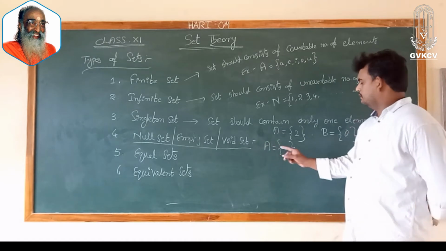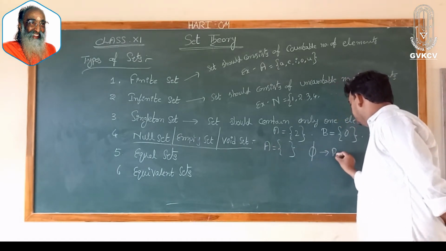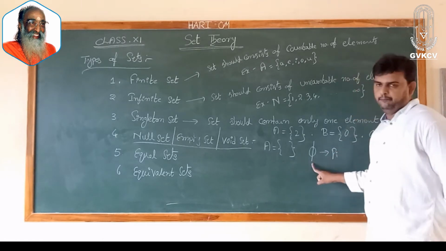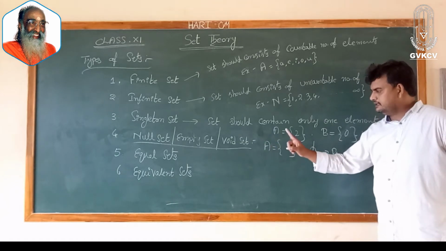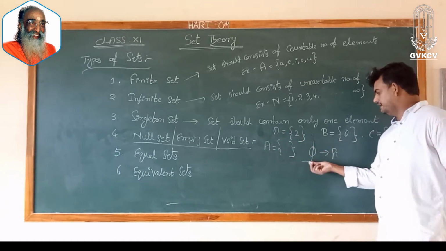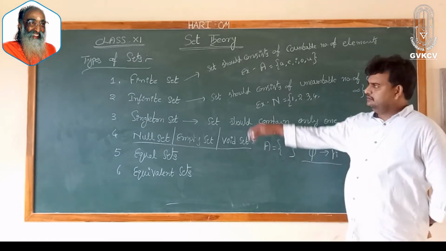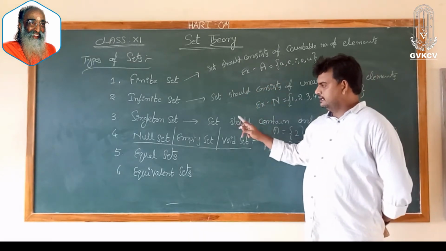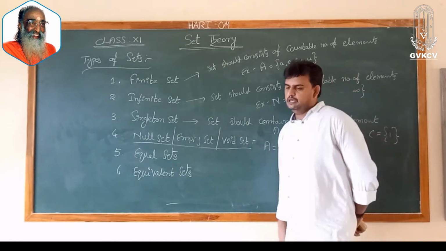Null set or empty set or void set can be represented by phi. We can call it phi. This symbol represents null set or empty set or void set. We can read it as phi. So, finite sets and the null set. Now finally we have equal sets.